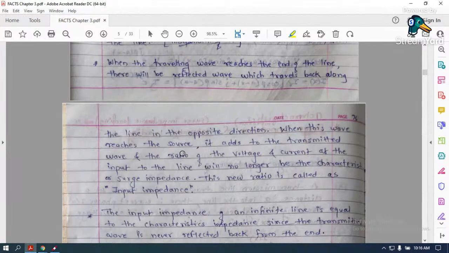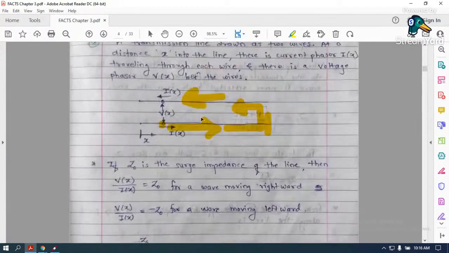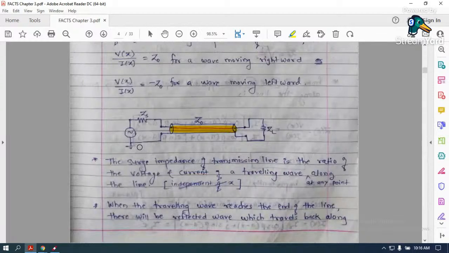And when this reflected wave reaches the source, what will happen? Initially there was an incident wave, right? Before it reaches ZL, the load impedance, what was the source impedance? It was this ZS, and the load impedance was ZL before the incident wave reached the load. Once it reached the load, it gets reflected back, correct?